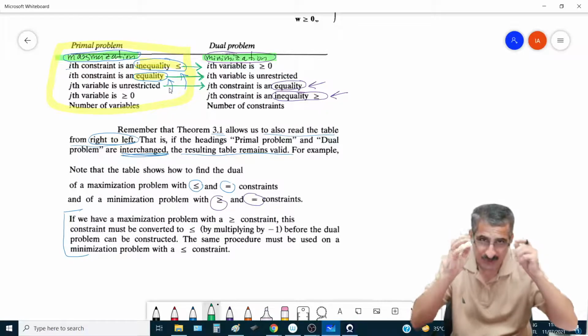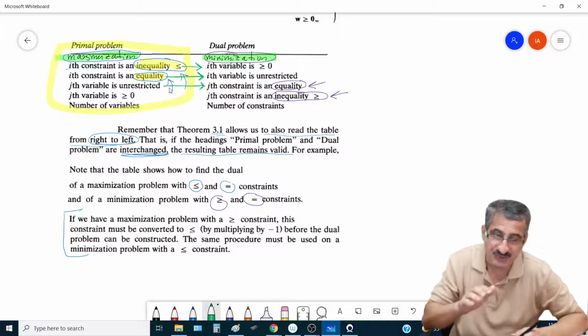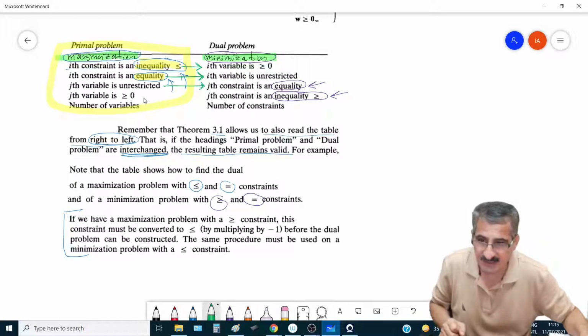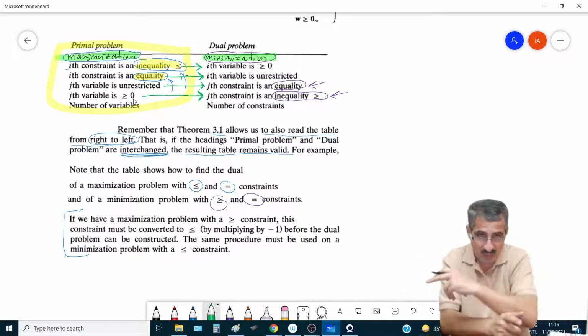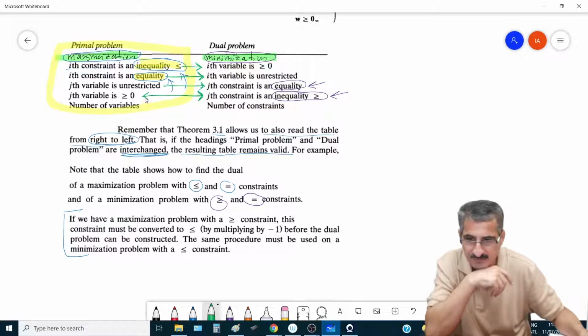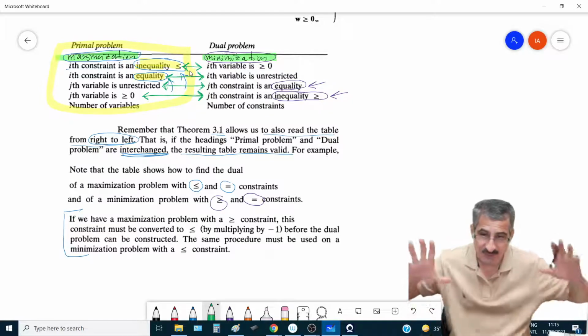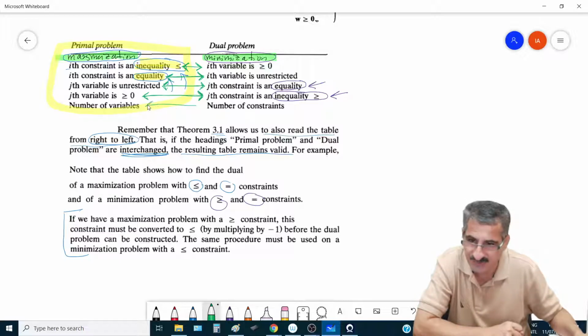So if the jth variable in the primal is unrestricted, then the jth constraint is equality in the dual. And if the jth variable is greater than or equal to 0, then the jth constraint is inequality. And we go the opposite way also. And you can do this, because theorem 3.1 says the dual of the dual is the original problem. This is very important. You need to understand it. We are putting everything in the section into these two examples, and the number of variables, number of constraints.